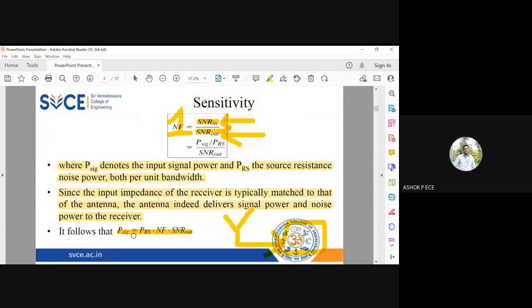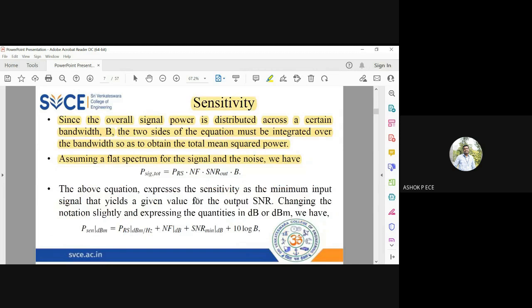So P signal total equals the same equation, PRS into NF into SNR output, multiplied by the bandwidth. So we normalize the power over the entire bandwidth. The same way, for all the noise computation, we multiply by delta F. You remember, it is the noise power bandwidth, right?